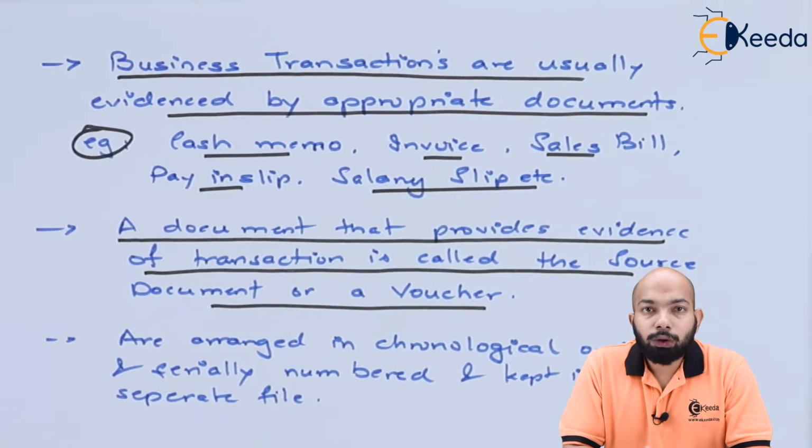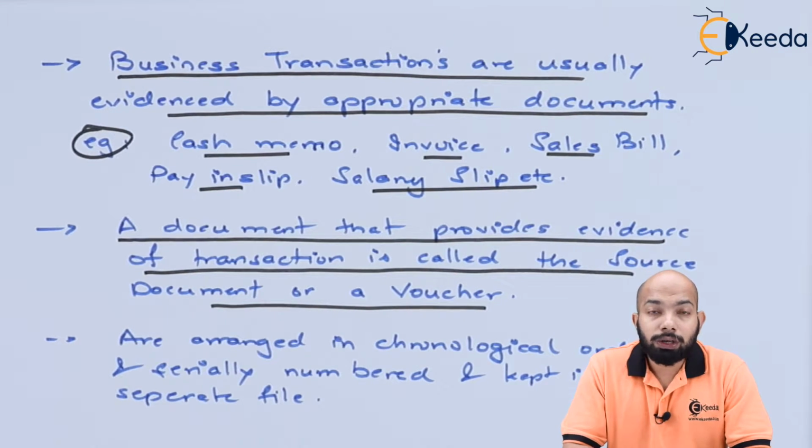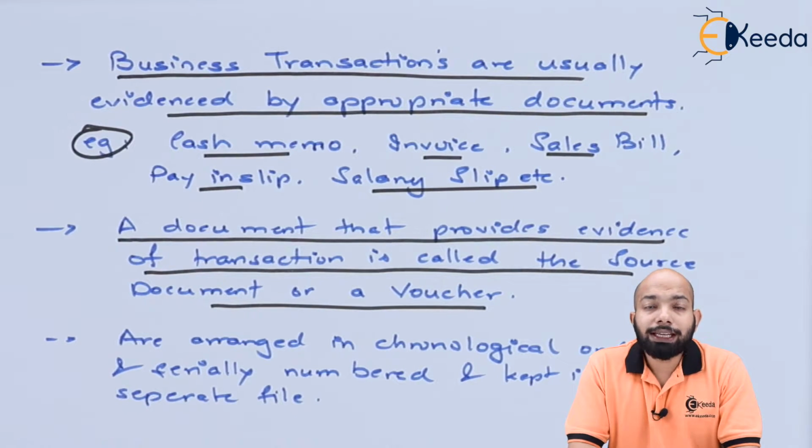Now, a document that gives out the evidence of the transaction that took place is called a source document, and the other name for it is voucher. A source document or voucher specifically proves that an event, a specific purchase or sale transaction, or any transaction of any nature, took place. That evidence is provided by the source document, or we can call it a voucher. A voucher is equivalent to a source document, or it is the source document itself which gives out the evidence of the happening of that specific transaction.